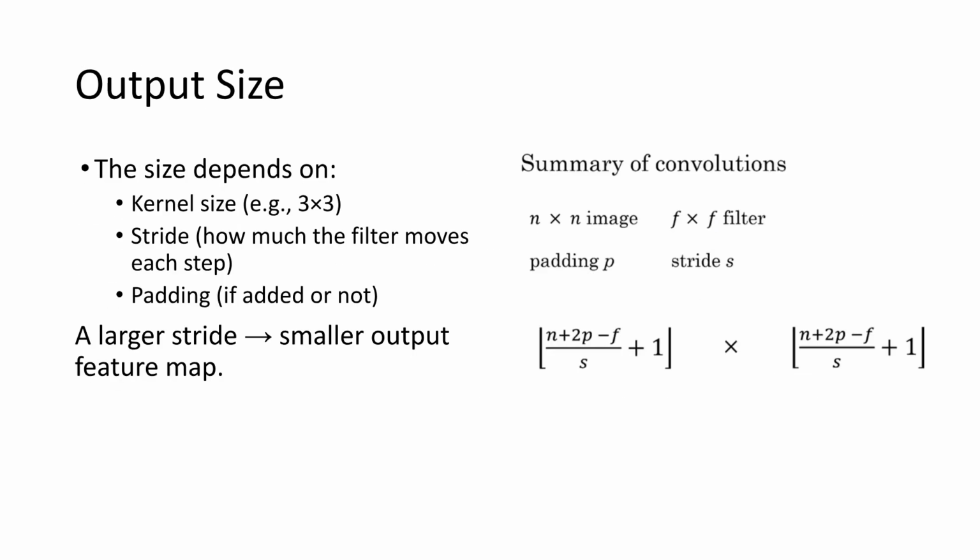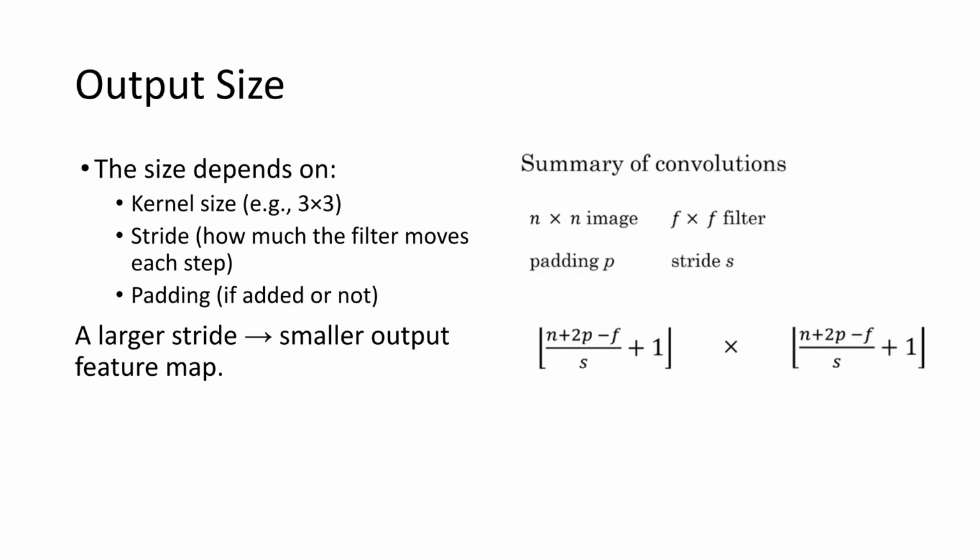Let's now see how to calculate the output size. The size of the output feature map depends on several factors. The kernel size, for example, 3x3. The stride, that is, the step size of the filter movement. The padding, whether we add pixels around the image or not.